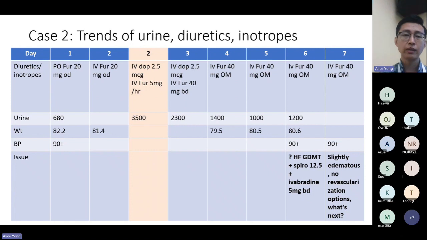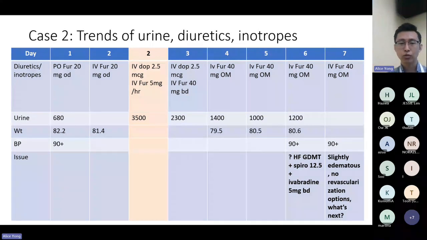Try to challenge with a bit of IV furosemide. The blood pressure was only at 90 plus, so we stepped in and gave some dopamine just to improve the renal perfusion a bit. Then the urine came a little bit better, 3.5 liters. Then over the days, you can see the urine start to come down again. And he's not feeling well with the dopamine. He feels very palpitated, so we eventually have to stop it. It looks like he is drying out a bit, 82 to 79 kilos, quite happy. But then we are stuck. He's still breathless, still a little bit edematous, and now the weight is slowly coming up.